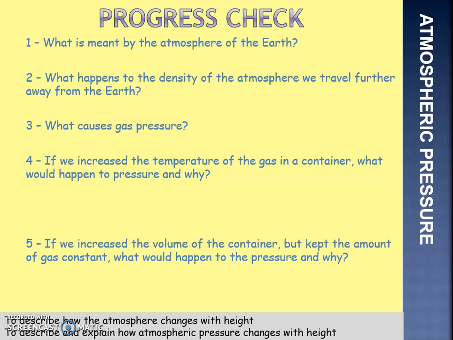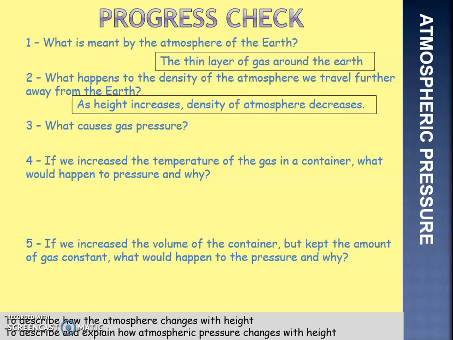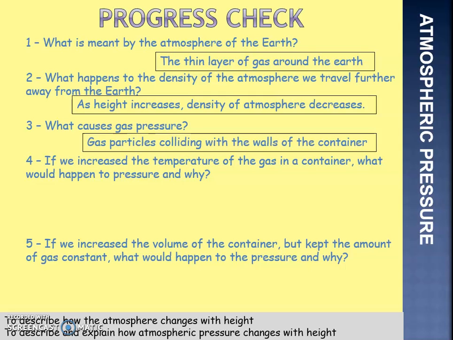Okay, question 1. What's meant by the atmosphere of the Earth? That's the thin layer of gas that's all around the Earth. What happens to the density of the atmosphere as we travel further away from the Earth? As the height increases, the density of the atmosphere decreases. What causes gas pressure? That's gas particles colliding with the wall of the container.